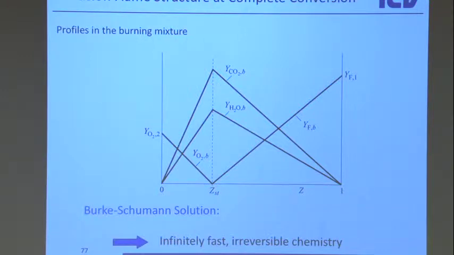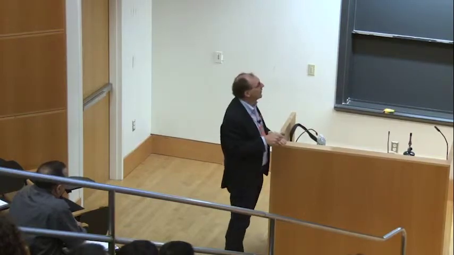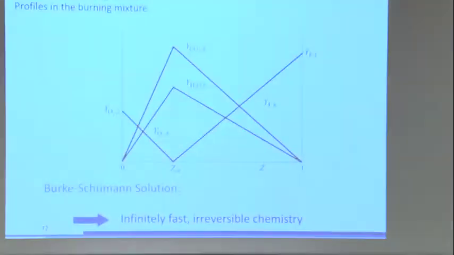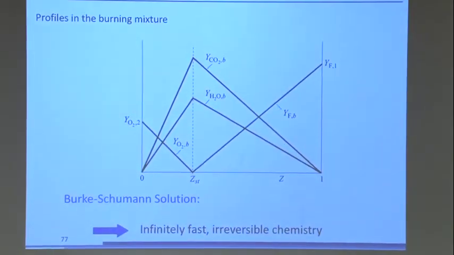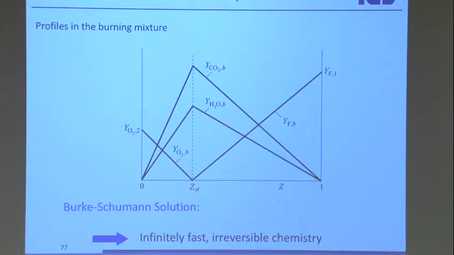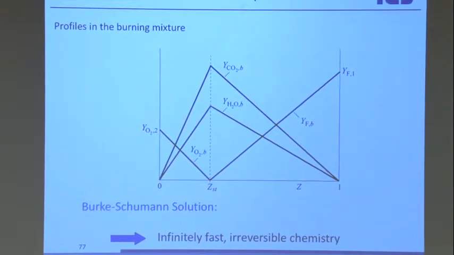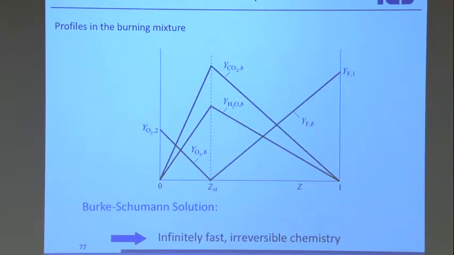Why? Because you need an oxygen and you need a fuel molecule. They come from different sides, and as soon as they see each other, they're being converted. So fuel and oxygen cannot coexist here. And the reaction zone is infinitely thin, which is why this is also called a flame sheet model, because the reaction zone is infinitely thin. That is, of course, an assumption here, that the chemistry is infinitely fast.